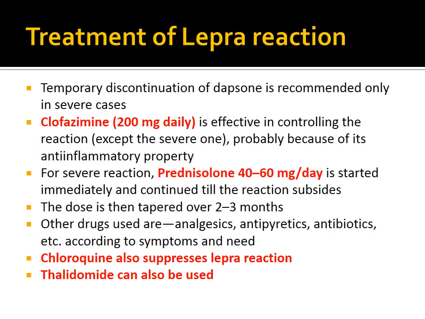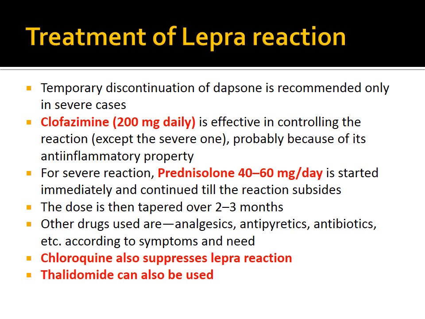Okay, second, for severe reaction like ENL, corticosteroids are given, that is prednisolone, in a dose of 40 to 60 mg per day, which is started immediately, and it is continued till the reaction subsides. And after that, we have to taper the dose gradually over the next 2 to 3 months. As we know, steroids have to be tapered gradually and not stopped abruptly. So first C clofazimine, second C corticosteroid. Other drugs like analgesics, antipyretics or antibiotics can be given depending upon the symptom and need.